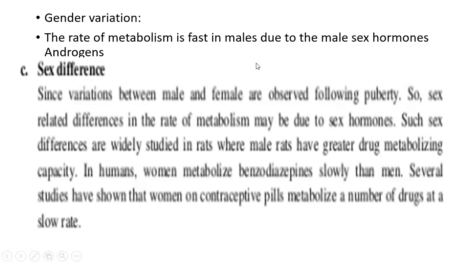So in males the metabolism rate is fast, mainly because of the male sex hormones androgens, which are enzyme inducers. Thereby various drugs like benzodiazepines, aspirin, nicotine, etc., undergo metabolism in men faster when you compare with that of females. Similarly, women who are on contraceptive pills metabolize a number of drugs at a slower rate.